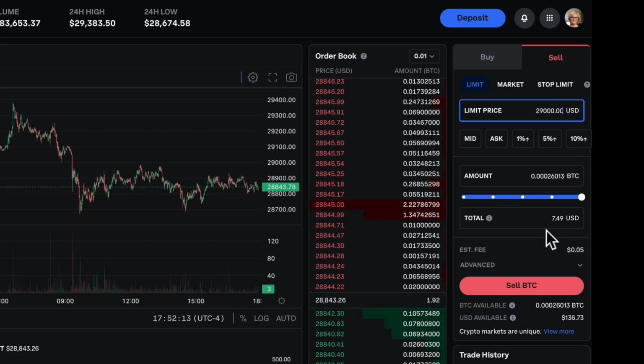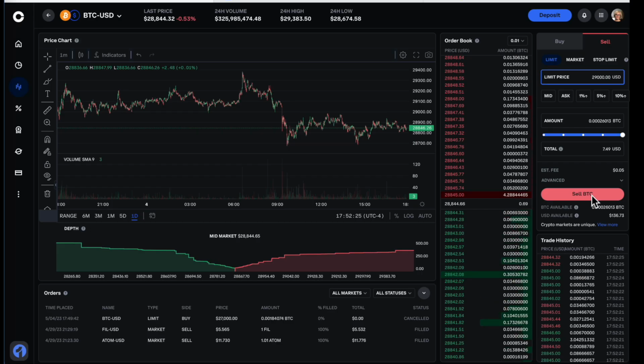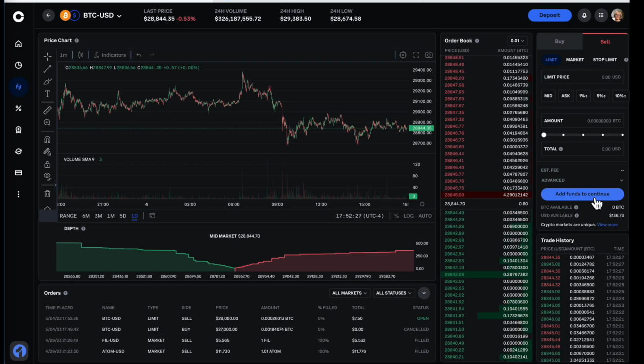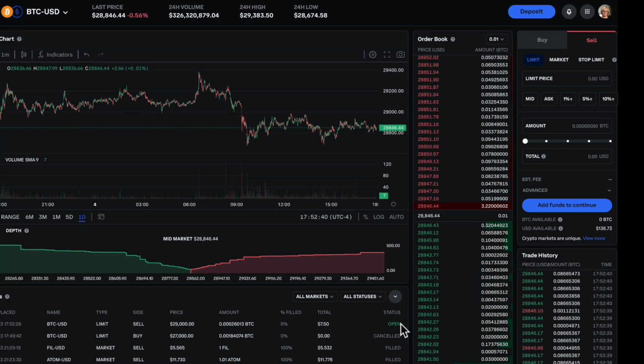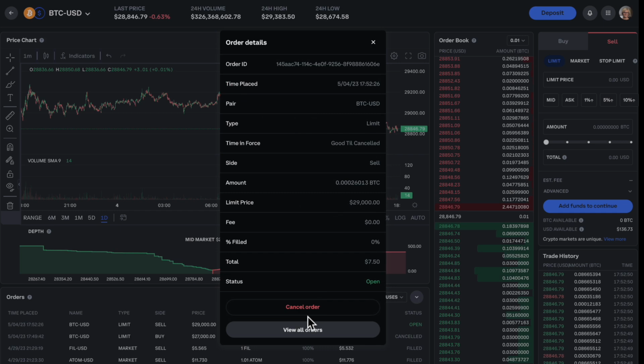Sell my Bitcoin. Don't have much there. And look, there's the estimated fee, only 5 cents. So let's click there. Again, this order is just going to sit there because it's not even near the market price. If you look down here, you can see this is an open order right there. Until the market price moves up to my offer of 29,000, it will not sell. It'll just sit there. So I'm going to go ahead and cancel that one too.